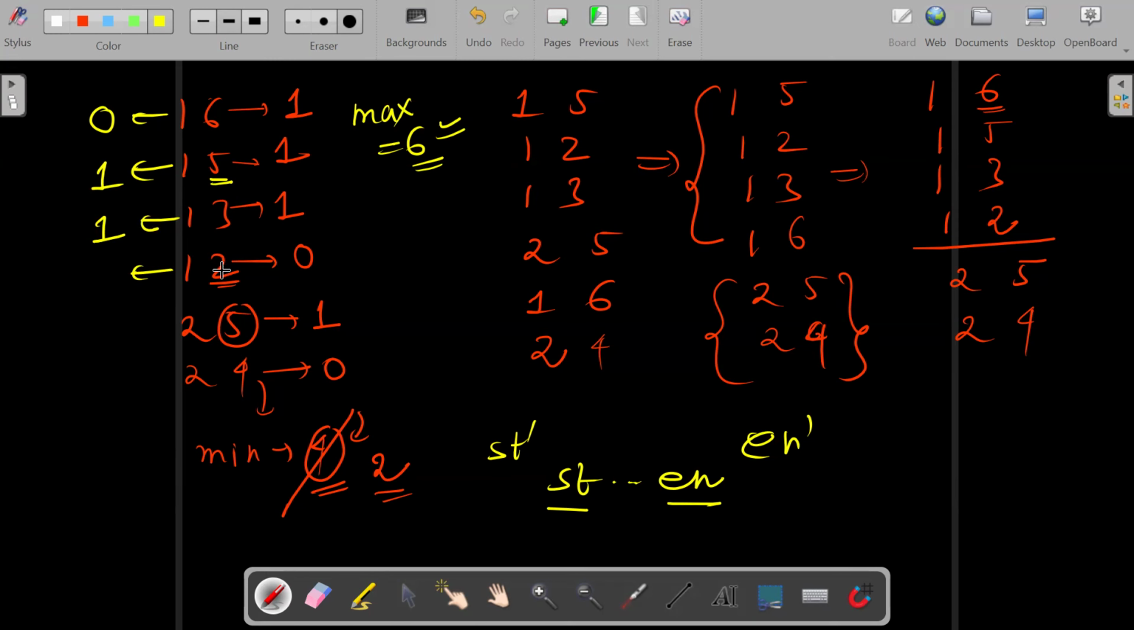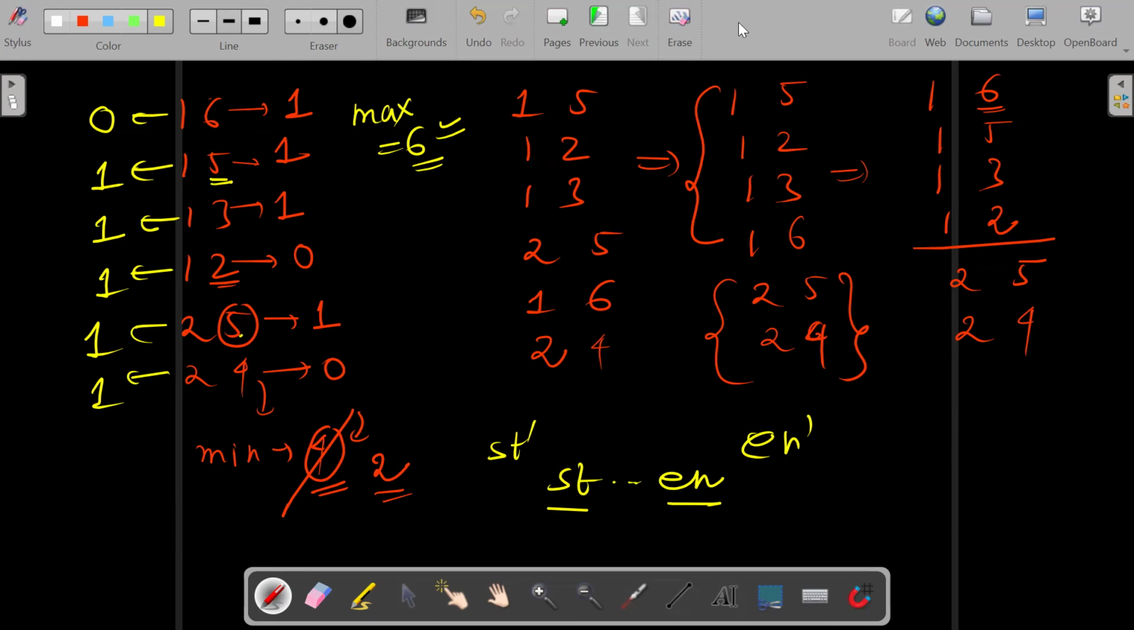The answer for 1, 2? The maximum ending point for any range so far is 6, so the answer for this also would be 1. How about 2, 5? Ending point 5, compare with 6. 5 is lesser than or equal to 6, true. Answer would be 1. For 2, 4, 4 is smaller than or equal to 6, so the answer is also going to be 1. So any of these ranges can be contained within 1, 6.